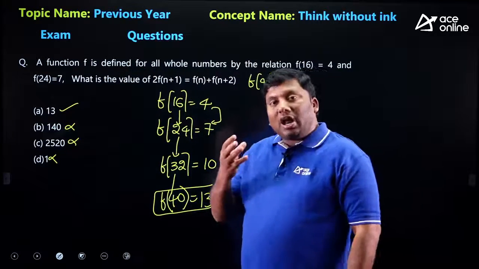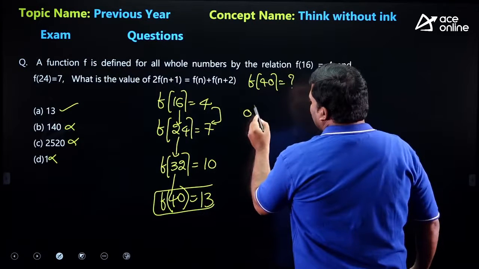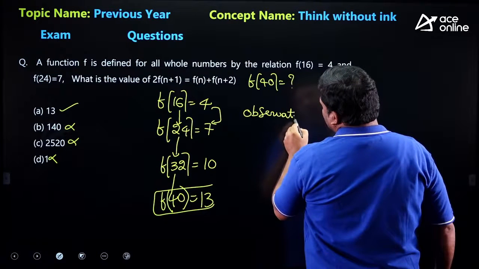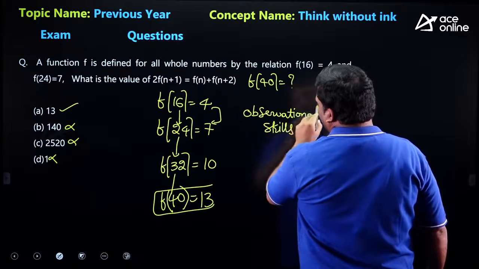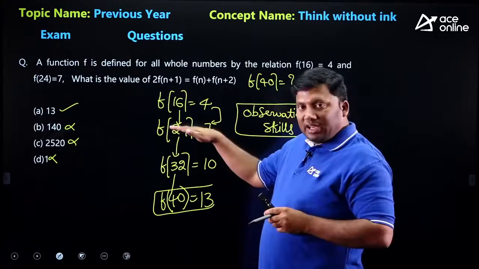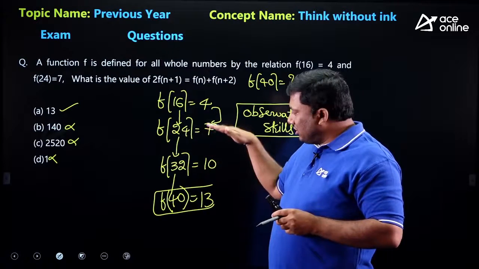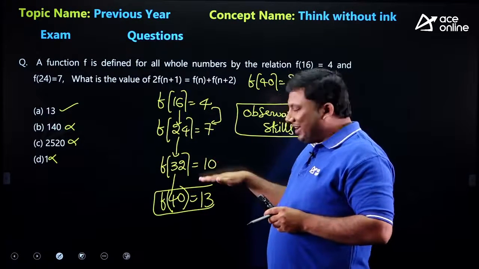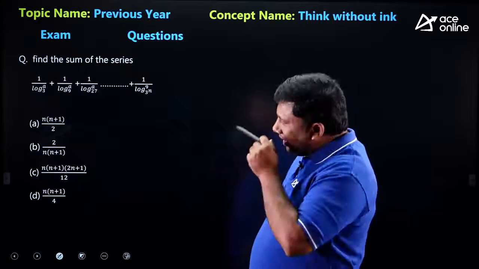Just by pure observational skills, we got the answer. No hi-fi maths is required. f of 16 is 4, f of 24 is 7. It increases by 8, it increases by 3. Just by a common sense approach, we get the answer.